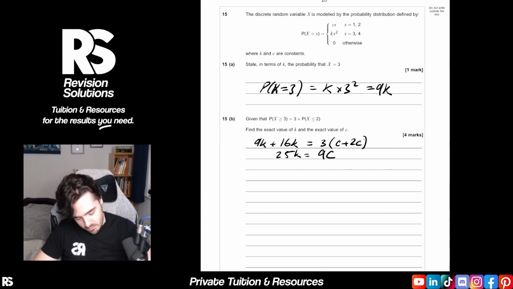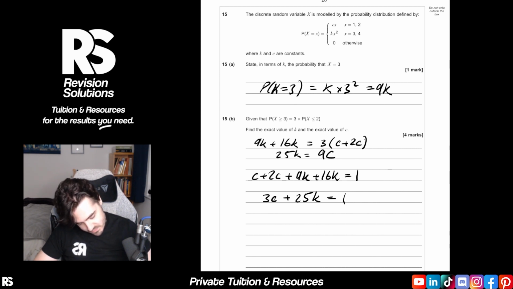And then we also know that all the probabilities have to add up to 1. So if I add them all up again, that'd be c plus 2c plus 9k plus 16k must equal 1. So we'd have 3c plus 25k must equal 1. And then 25k is just 9c. So let's substitute that. 3c plus 9c must equal 1. So 12c then equals 1, or c equals a 12th.